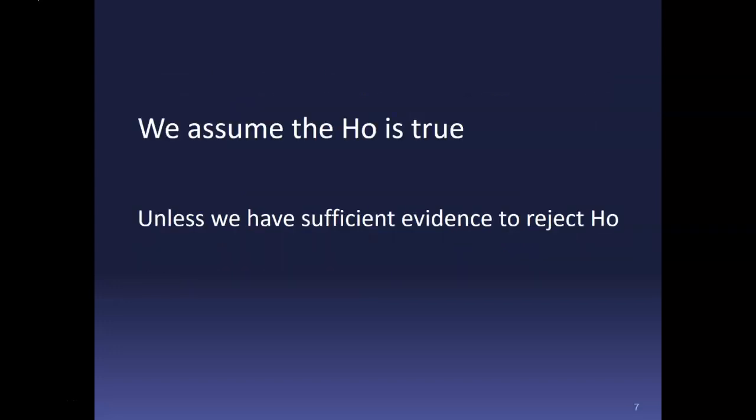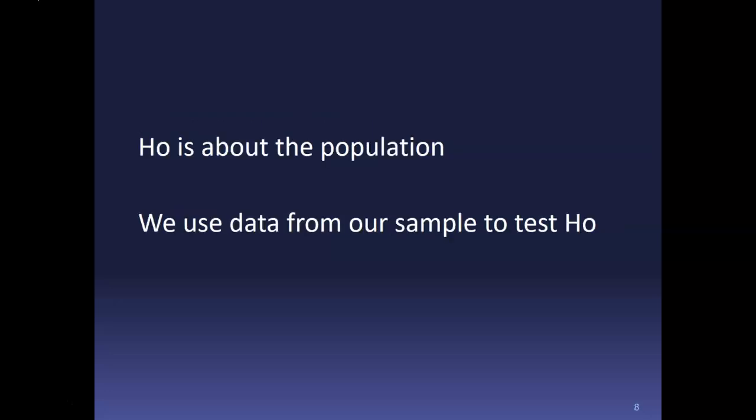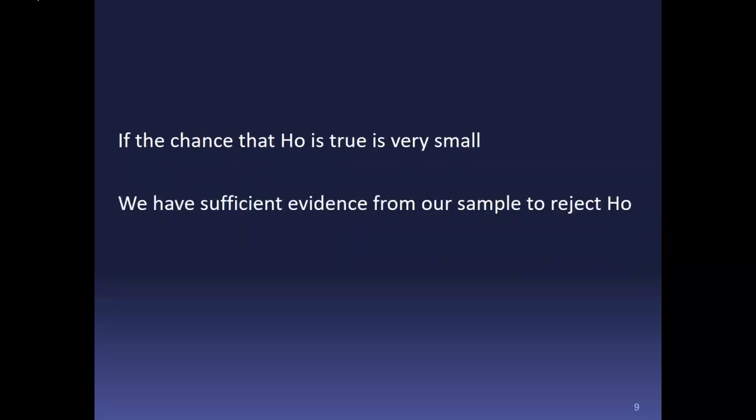We assume the null hypothesis is true, unless we have sufficient evidence to reject the null hypothesis. The null hypothesis is about the population. We use data from our sample to test the null hypothesis. If the chance that the null hypothesis is true is very small, we have sufficient evidence from our sample to reject the null hypothesis.